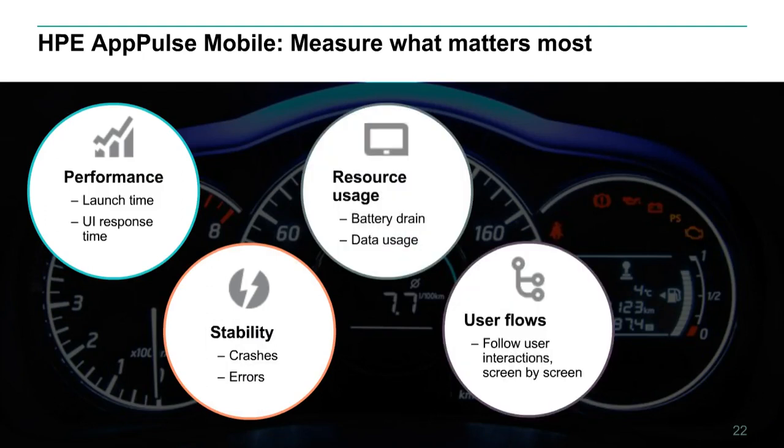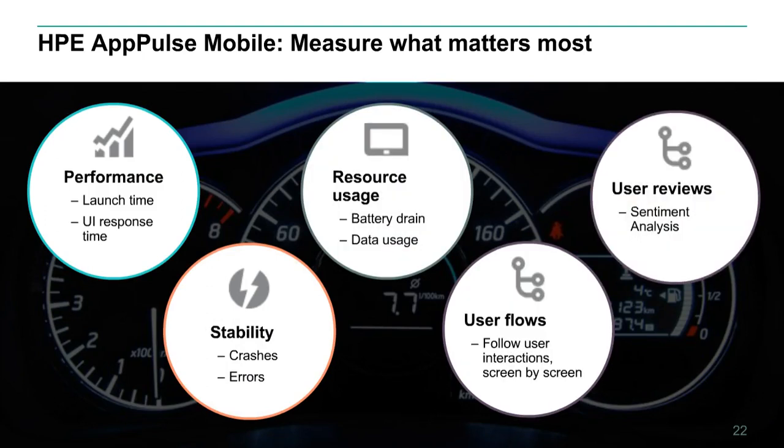The next part is about AppPulse Mobile. In AppPulse Mobile, we collect a huge amount of data. Starting with performance, the launch time, and, as we will see in the demo, the UI response time. We also talk about stability, crashes and crash logs, and being able to identify the trace or the user action before the crash. We know how to measure resource usage, whether it's battery, data usage, Wi-Fi, and so on. We also know how to identify and draw the user flows in a very nice and intuitive way. We will talk about it.